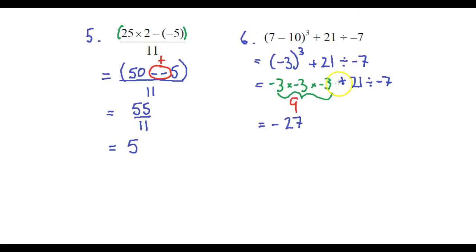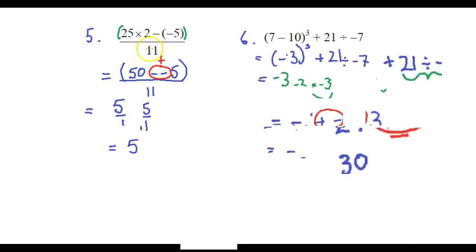Now I can't do this plus yet, because remember, multiply and divide have equal rights. So I've got to do this next. So I'm going to put my plus in, because I'm going to do that last. And I've got 21 divided by negative 7. Now positive divided by a negative is a negative answer. So that's going to go in. And 7 goes into 21 3 times. These two signs together become a minus because they're different. So remember, I can replace two signs together with a single sign. And finally we have minus 27 minus 3. Well, we're getting further away from 0, so that's negative 30.